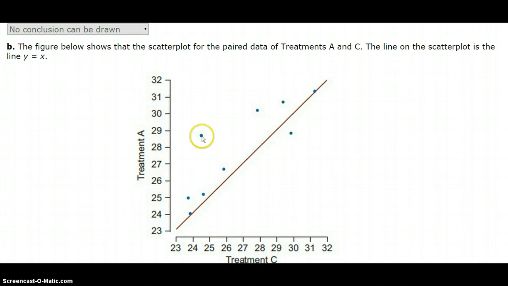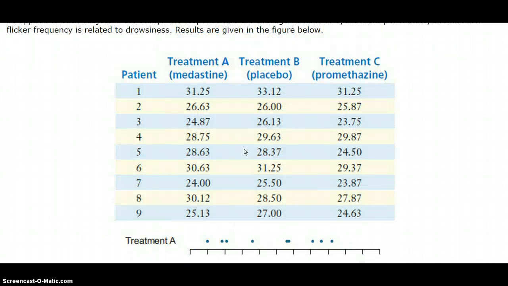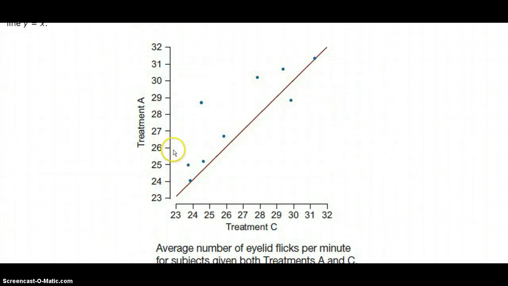24 something on treatment C, 28 something on treatment A. So probably this patient number 5, I think, is what we're looking at there. So this dot right here represents patient number 5, and we know the number of eyelid flicks when patient 5 took treatment C, and then when patient 5 took treatment A. So each of these is an individual patient.